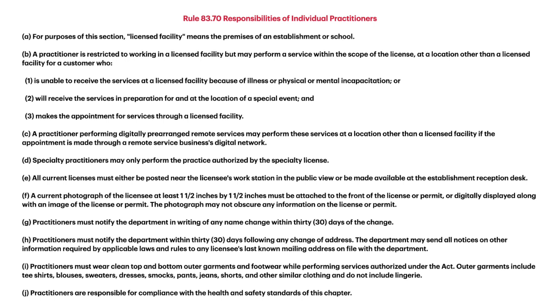E. All current licenses must either be posted near the licensee's workstation in public view or be made available at the establishment reception desk. F. A current photograph of the licensee, meaning you, at least 1.5 by 1.5 inches must be attached to the front of the license or permit, or digitally displayed along with an image of the license or permit. The photograph may not obscure any information on the license or permit.